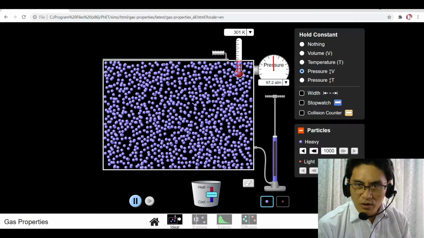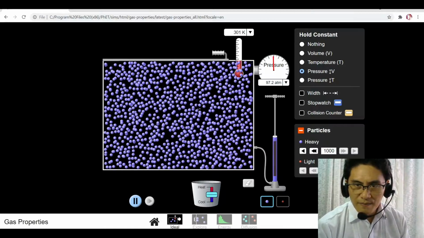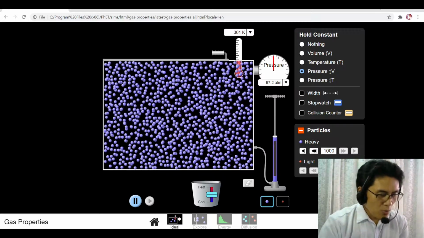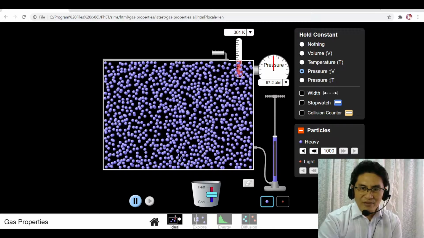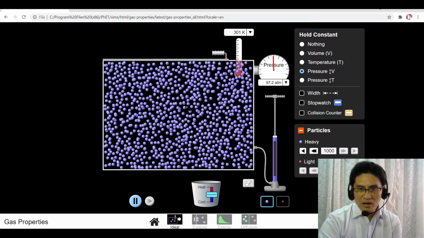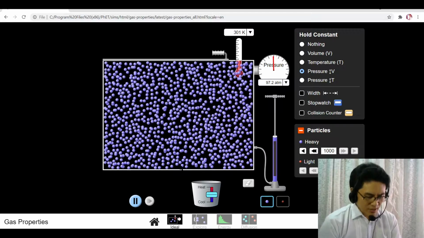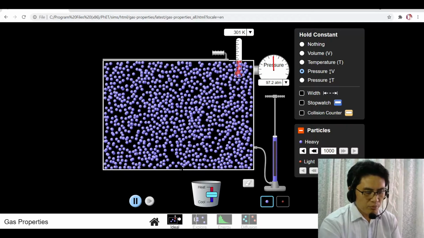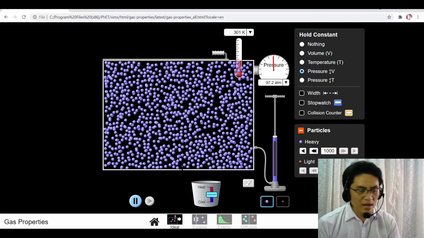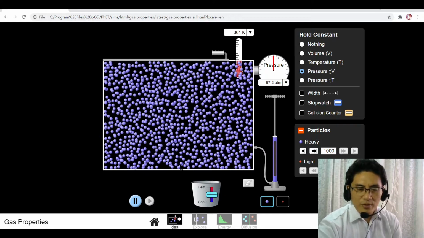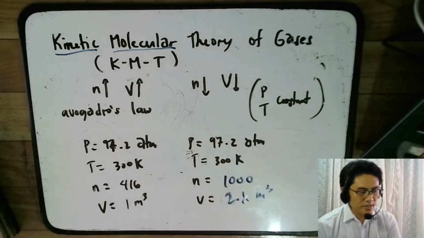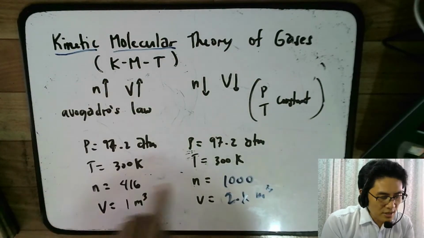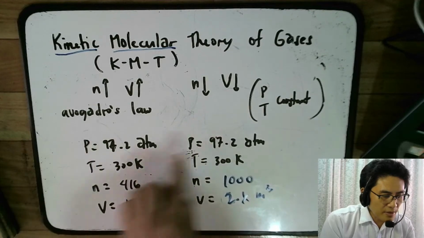Remember, the volume was smaller a while back, but now it has increased, by around one and a half times, because it was somewhere here before. So it probably increased to something like 2 point something cubic meters. This is proof, class, that Avogadro's law worked. You see, if you increase the number of particles, you pump in more particles, the volume increases. From 416, remember the pressure is the same, the temperature is the same.